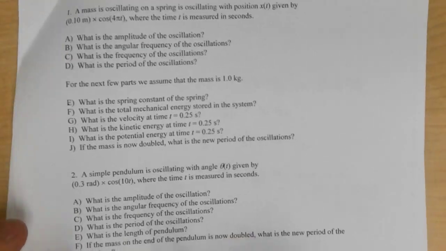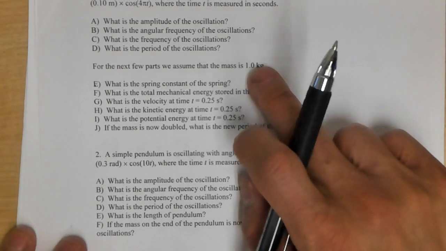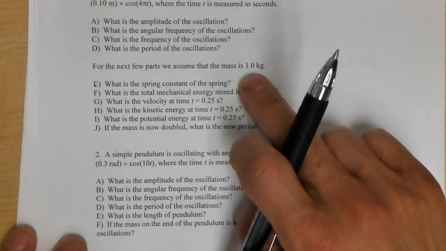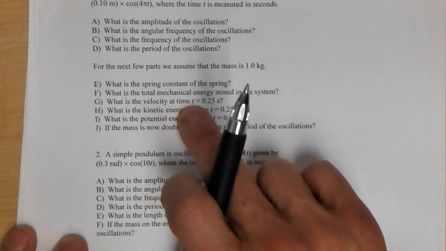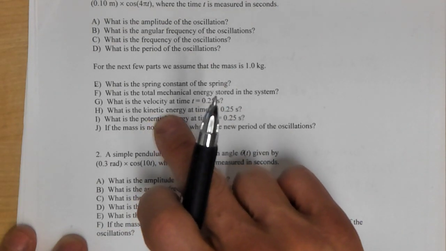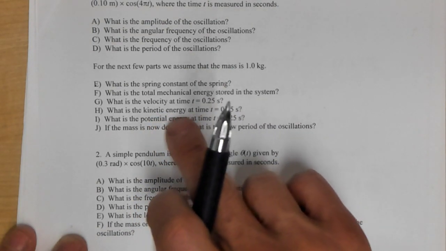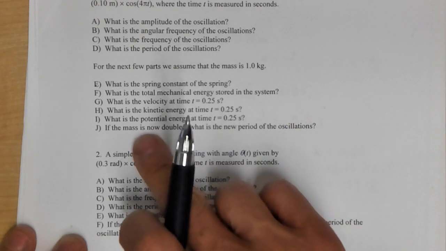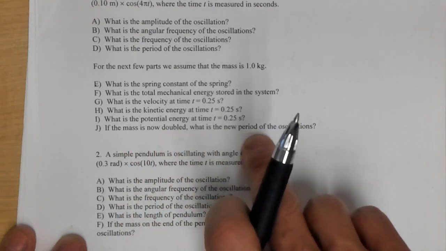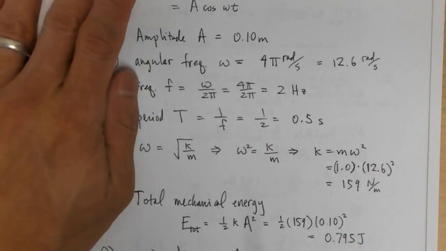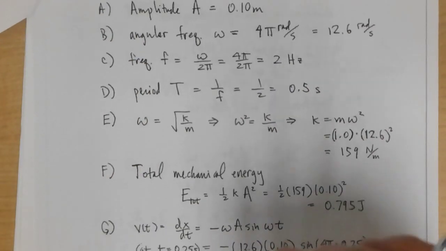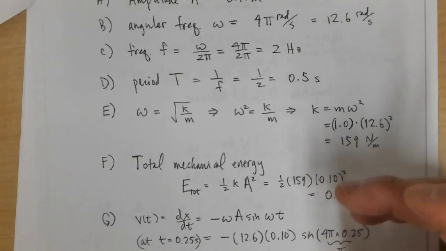And then the next few parts ask, let's say the mass is 1 kilogram: what is the spring constant? What's the total mechanical energy? What is the velocity at 0.25 seconds? What is the kinetic energy at 0.25 seconds? What is the potential energy at 0.25 seconds? And if the mass is now doubled, keeping the same spring constant, what is the new period of the oscillations? Okay, let's go through each of those.